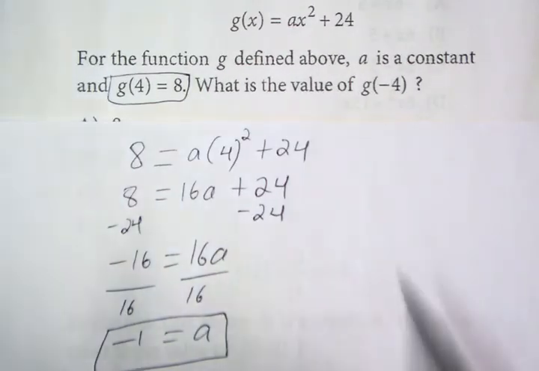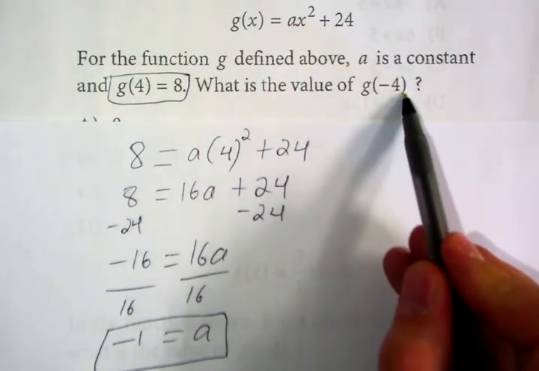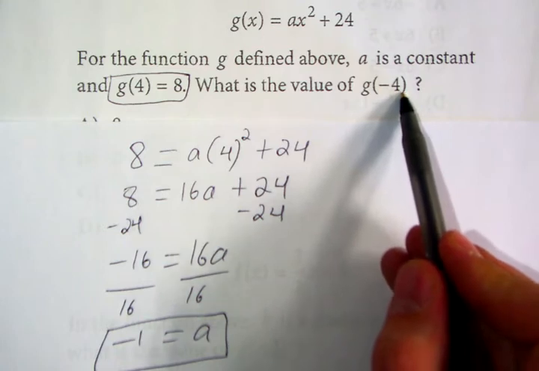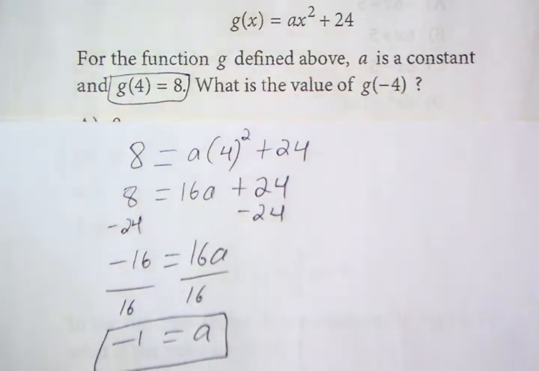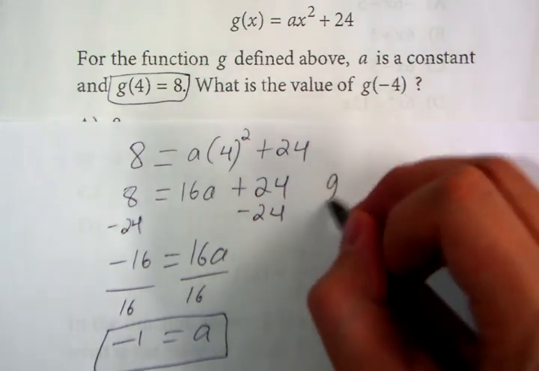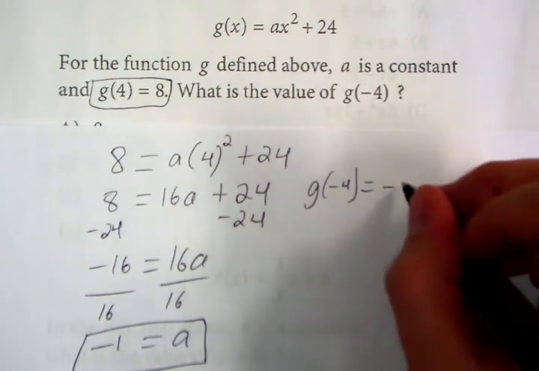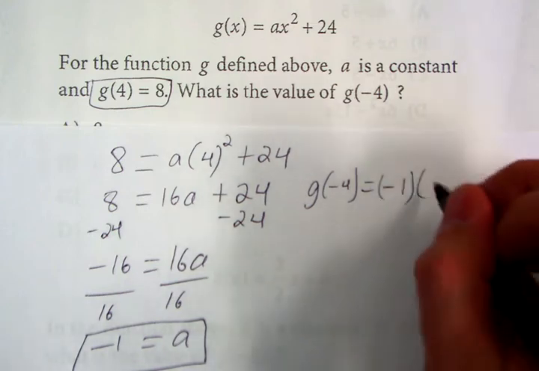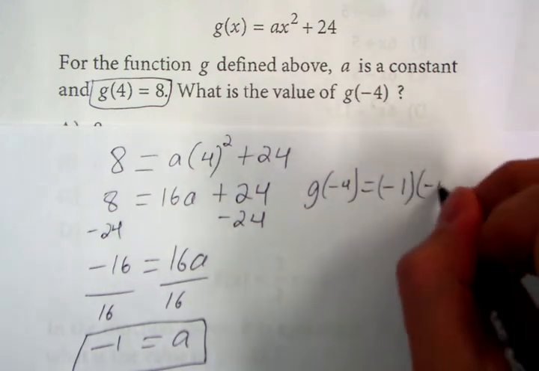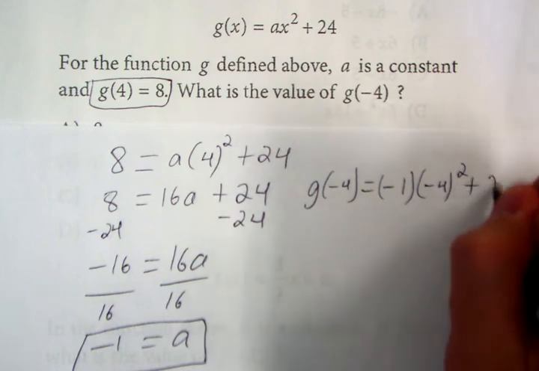Next up, they give us an input of negative 4, but they don't give us the output. Now that we have solved for a, we can figure that out though. So we write it like this: g of negative 4 is equal to our a value, which is negative 1, times our new input, which is negative 4, squared, plus 24.